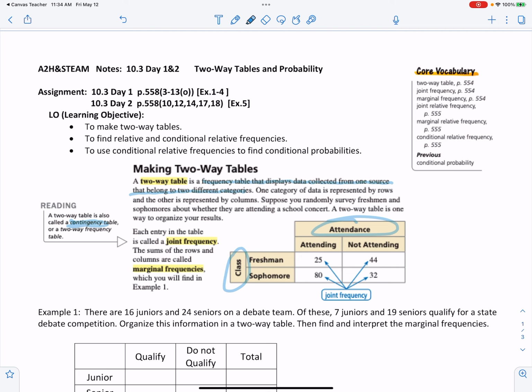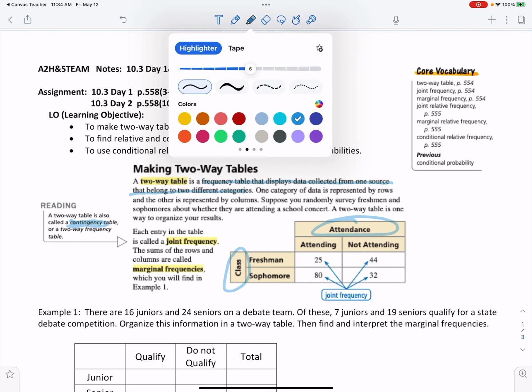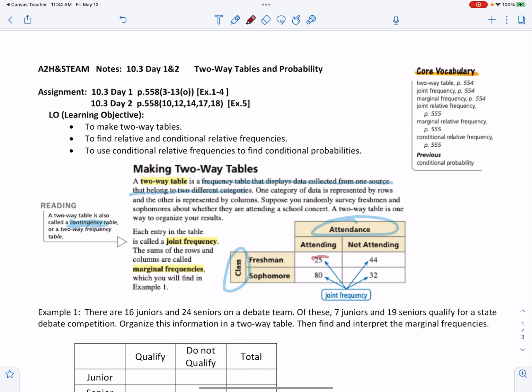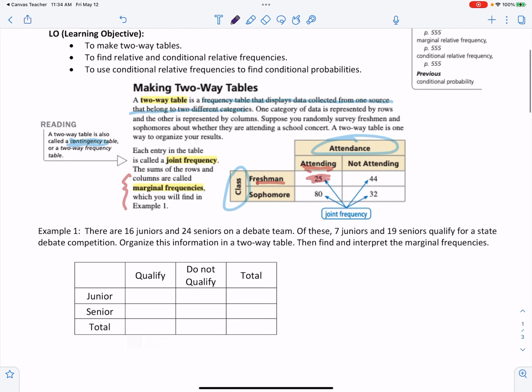Each entry is called a joint frequency. So 25 is a joint frequency. It's a joint frequency of freshmen who are attending. Marginal frequencies are the sums of the rows and columns. And we'll see this in this next example. There's a lot of vocabulary with this.